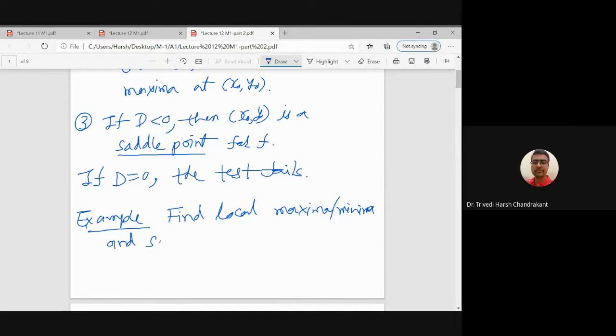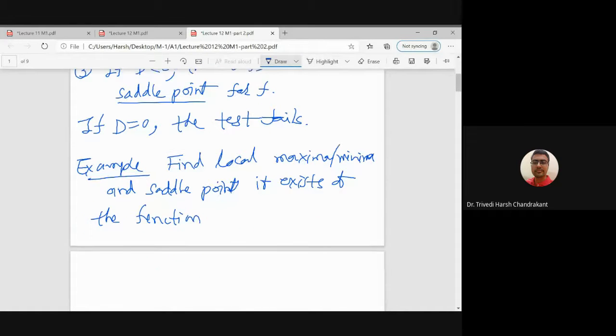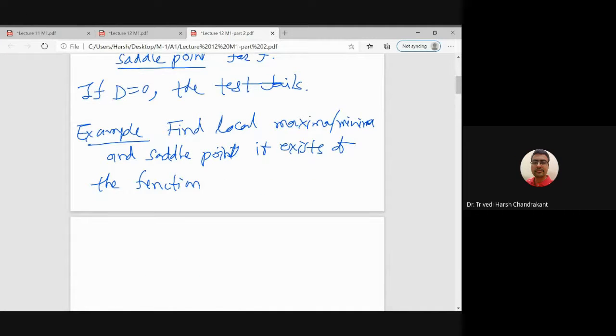And saddle points, if exists, of the function. So the function given here is f(x, y) equals 4xy minus x to the power 4 minus y to the power 4. Right, so this is the given function.